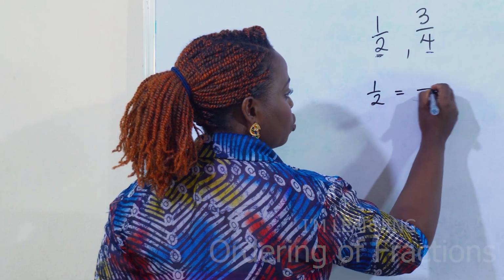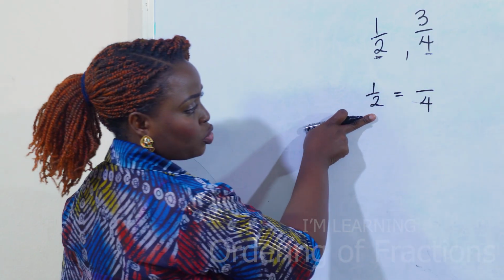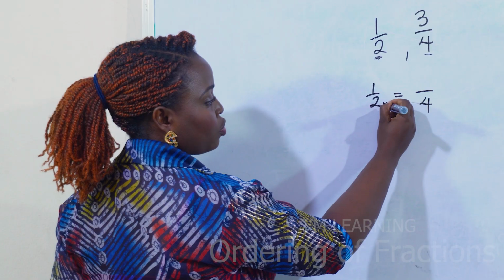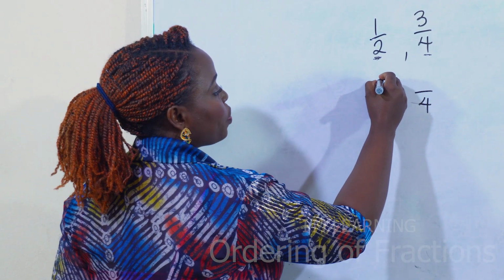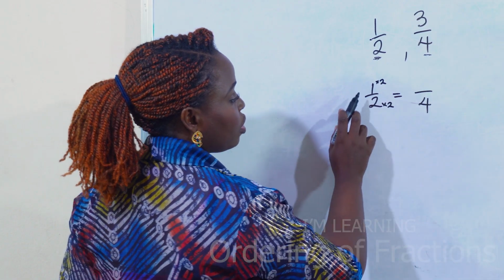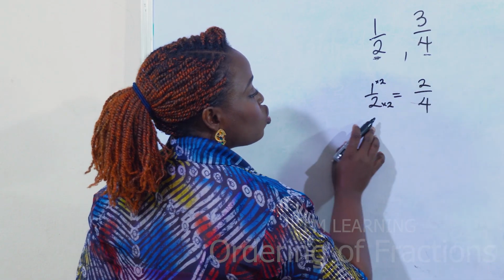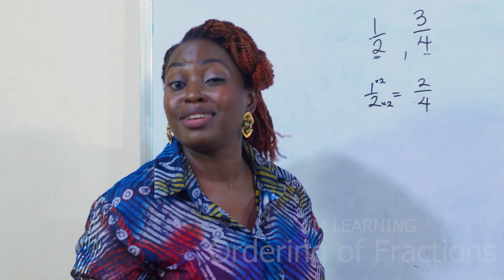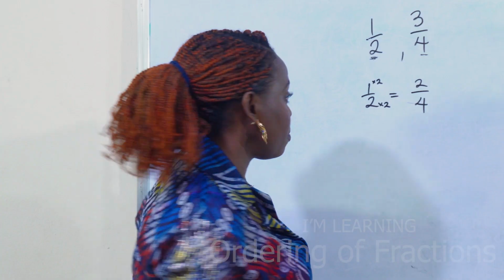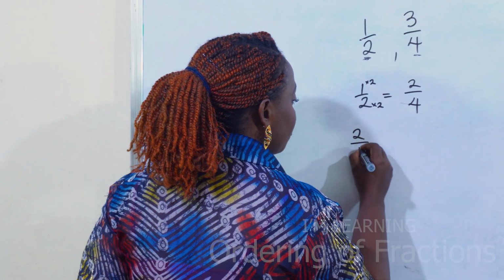1/2 is equal to what? What did I do to 2 to get 4? I multiplied it by 2, right? That means that whatever I do to the bottom, I must do to the top, since I'm looking for an equivalent fraction. 1 times 2 is 2. So the equivalent fraction for 1/2 is 2/4, meaning that 1/2 and 2/4 are the exact same fraction, just with different numbers. So the first is 2/4.